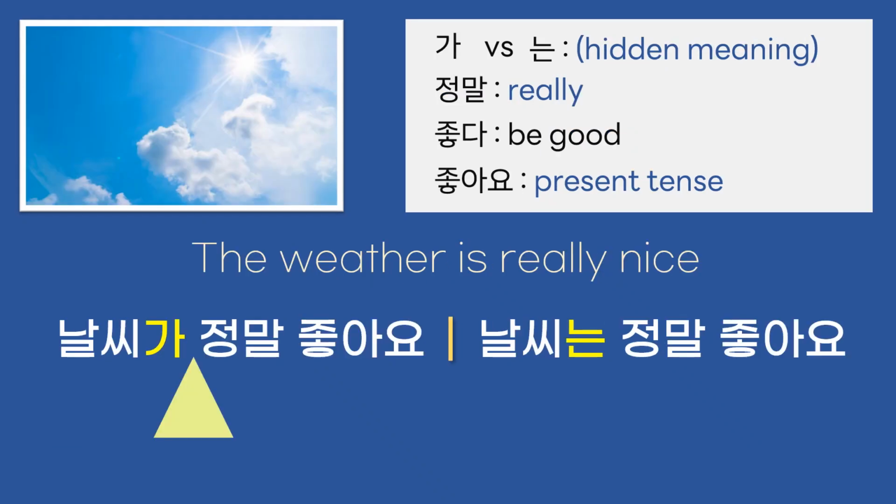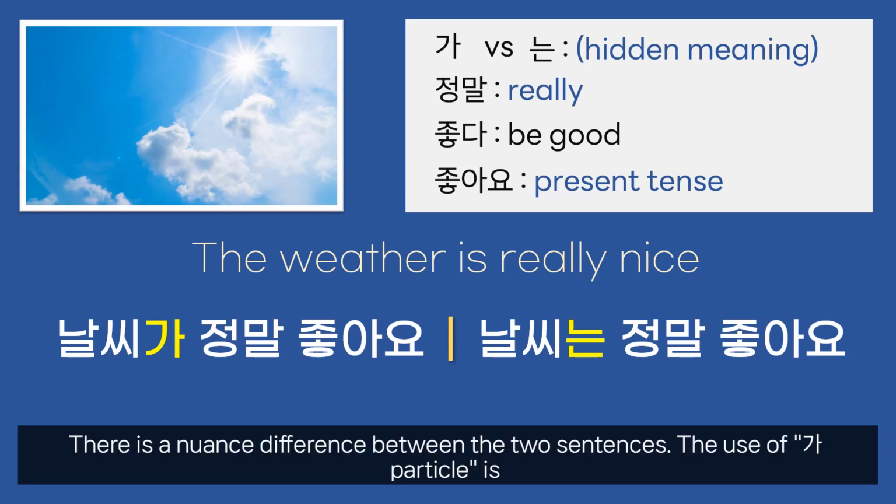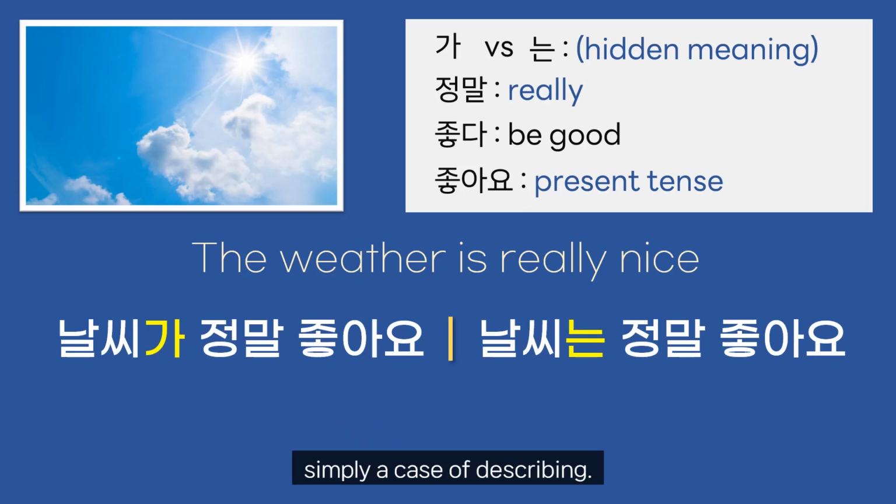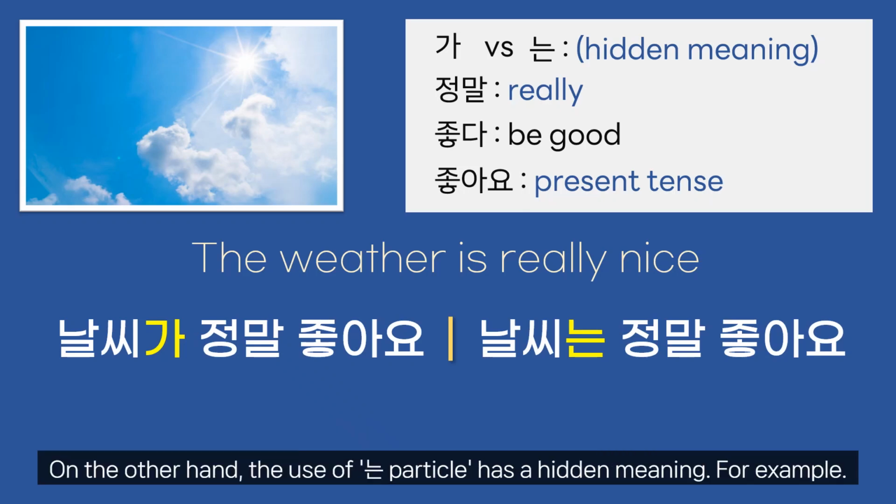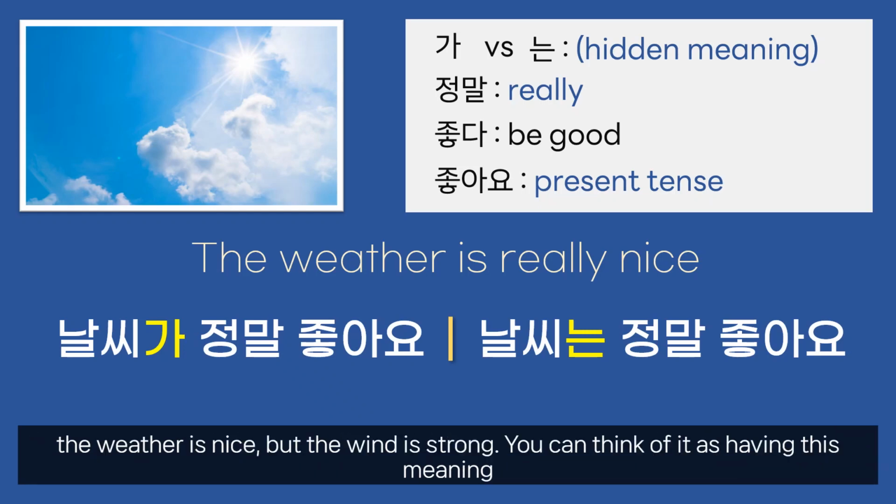The weather is really nice. There is a nuance difference between the two sentences. The use of the ga particle is simply a case of describing. On the other hand, the use of the noon particle has a hidden meaning. For example, the weather is nice, but the wind is strong. You can think of it as having this meaning.